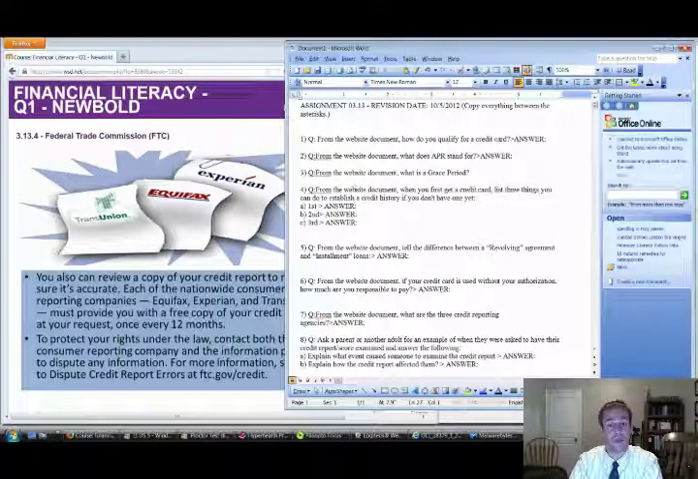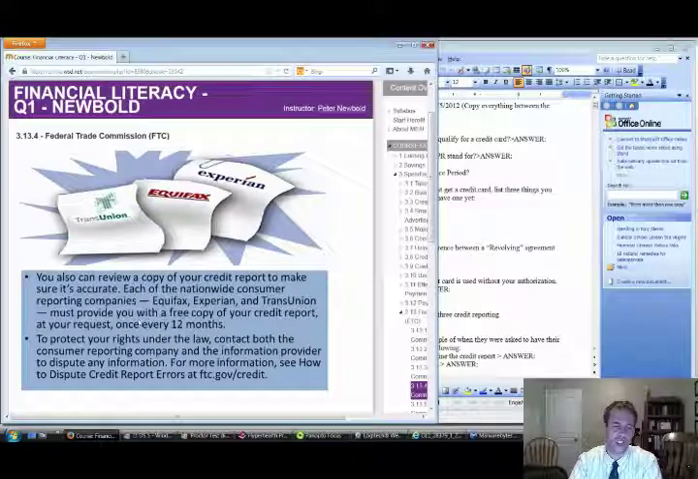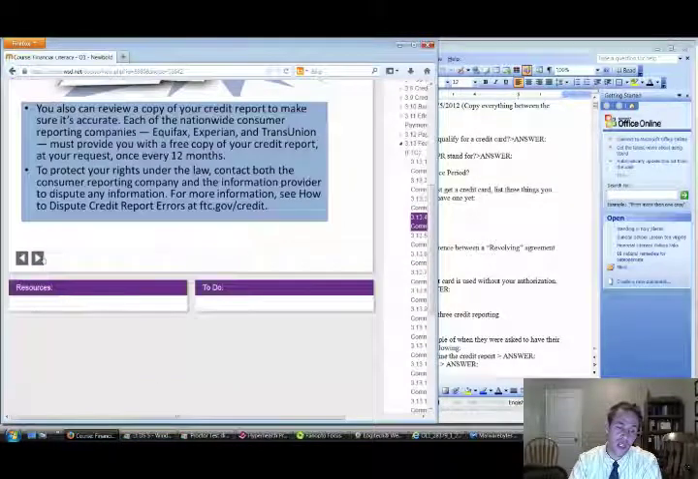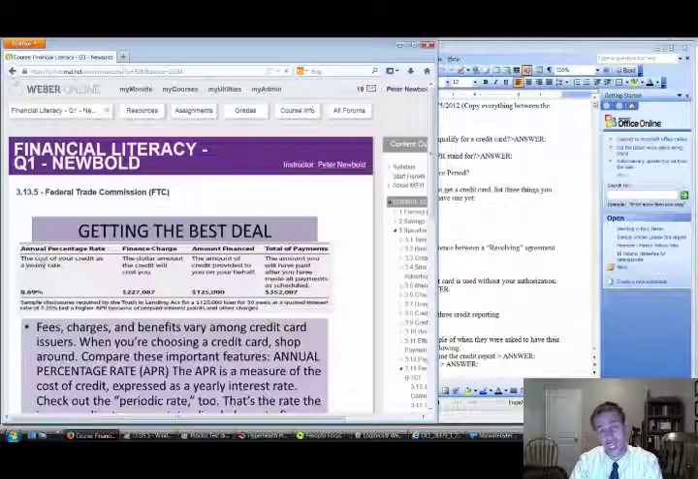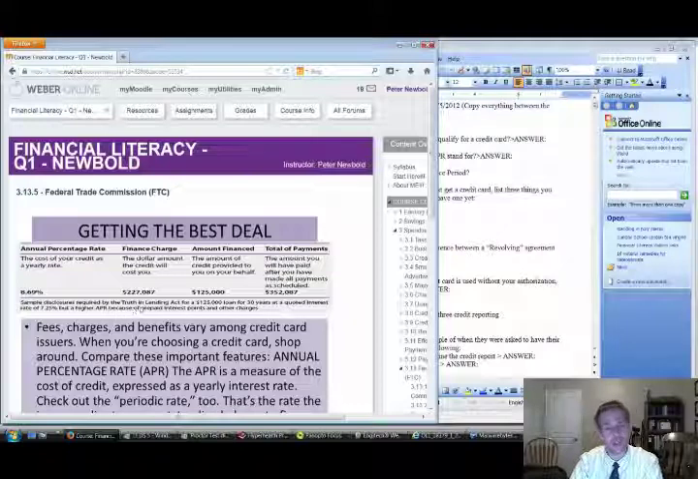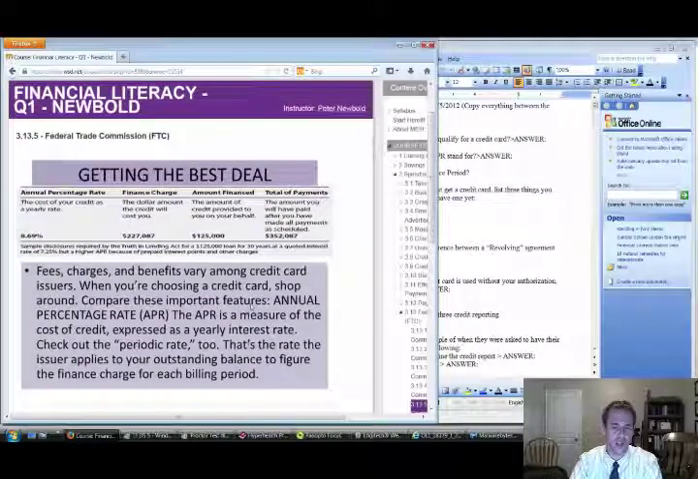Let's see. What does APR stand for? That's a good question. Could be wrong, but I think it stands for annual percentage rate. So if you want to write that down, it's probably a good idea. Oh, nailed it. Annual percentage rate, APR. Measure of the cost of credit expressed as a yearly interest rate. Check out the periodic rate too.